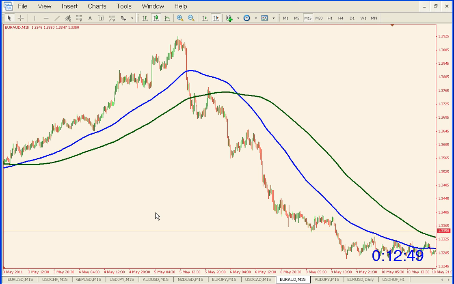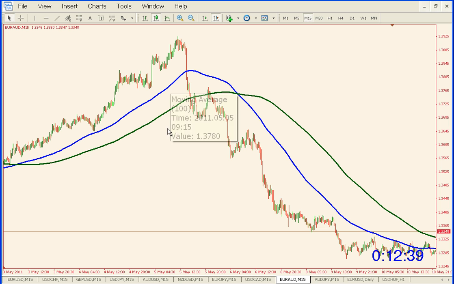The strategy is using moving averages. It's using two moving averages. I'm going to be using a 100 bar moving average and a 200 bar moving average. I'm using simple moving averages. The blue is my 100 and the green is my 200.